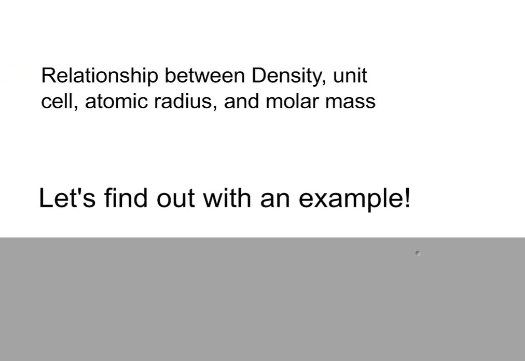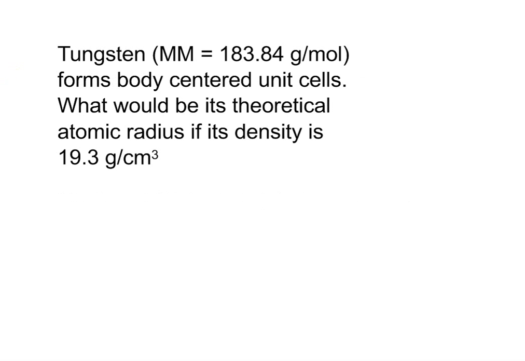So let's do that. Let's think about tungsten, also called wolfram, that has a molar mass of 183.84 grams per mole. It forms, we can know this by X-ray analysis, a body-centered unit cell, and we can ask the question, what would be the theoretical atomic radius if its density is 19.3 grams per cubic centimeter? Well, there are many things we can do.